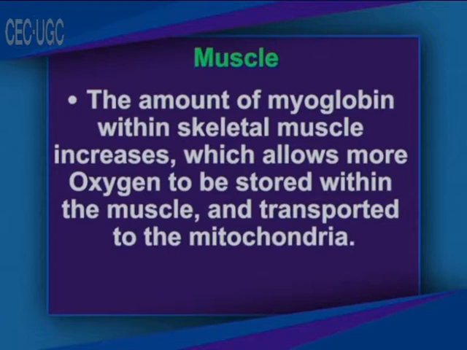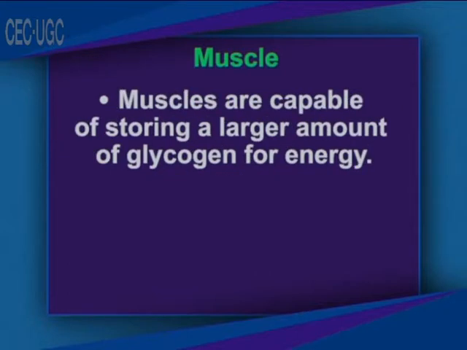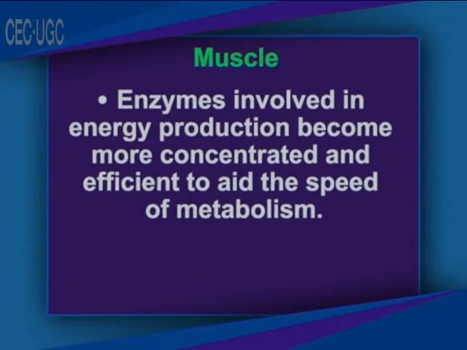The amount of myoglobin within the skeletal muscle increases, which allows more oxygen to be stored within the muscles and transported to the mitochondria. Muscles are capable of storing a larger amount of glycogen for energy. Enzymes involved in energy production become more concentrated and efficient to aid the speed of metabolism.